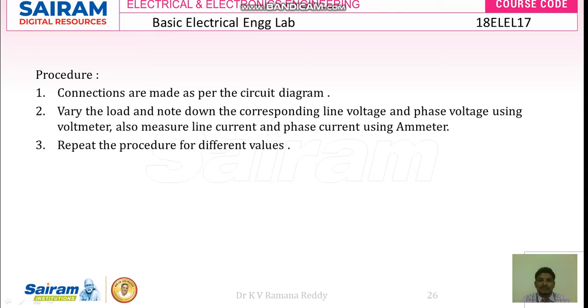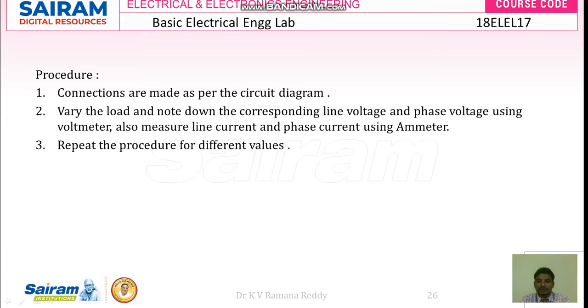We are going to repeat this procedure for different steps to verify the relation between line voltage and phase voltage, that is they are the same, the relation between line current and phase current, that is line current is root 3 times the phase current, and the relation between phase current and line current, that is 1 by root 3 times the line current is equal to the phase current.